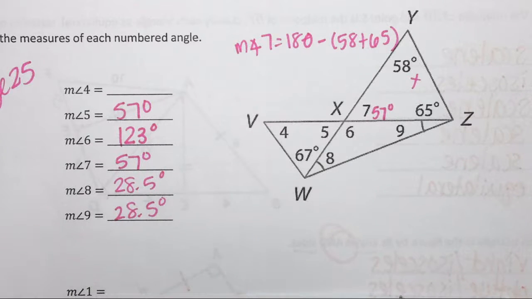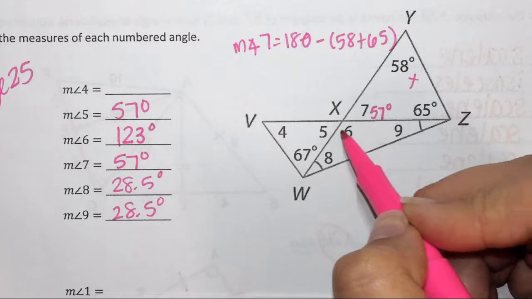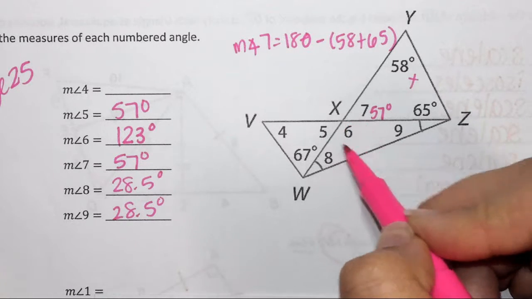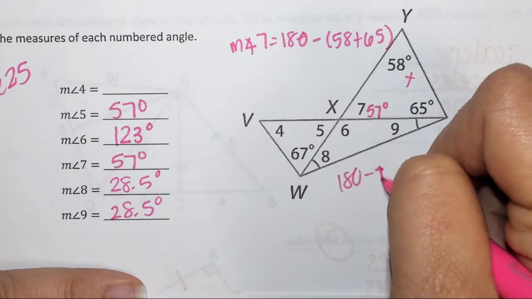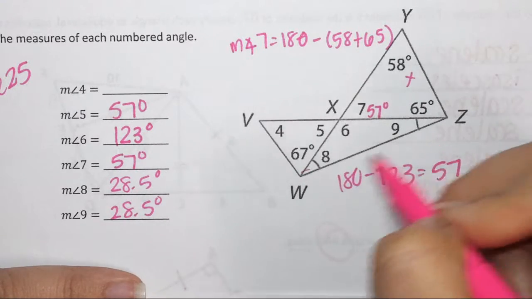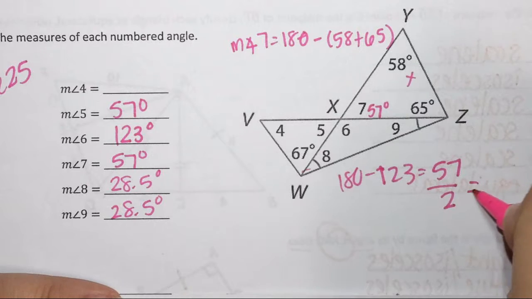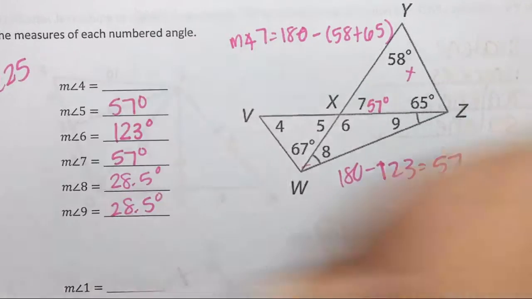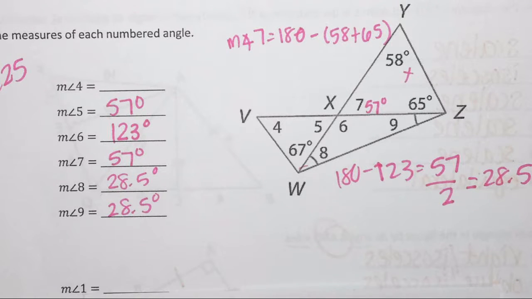Does everybody understand how we did that, or do you want me to say it again? Okay, I can say it again. So we said that this was 123, right? That means that 180 minus 123 is 57. These two are congruent, so you have two angles left over. That means that we're going to divide it by 2, and that gives me 28.5. No, it's okay to have a decimal.